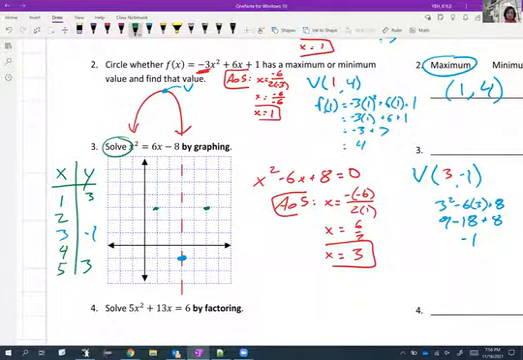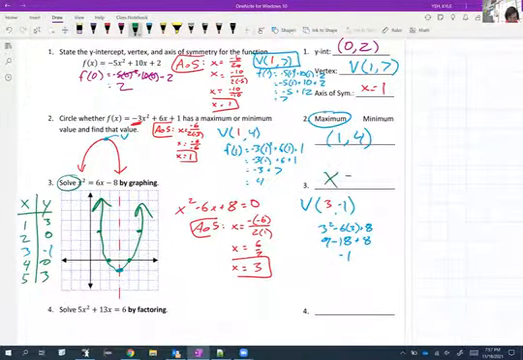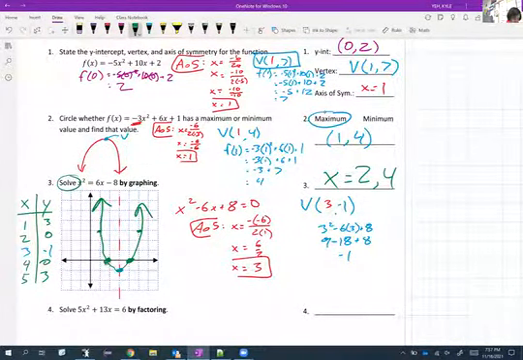Let's try plugging in 2. So 2 squared would be 4 minus 6 times 2, -8 plus 8, it does equal 0. And so this is what my parabola looks like, just about, if I can hit those points. But what are the solutions? X equals 2 and 4, where I hit the x-axis. Those are my roots. So 1 through 3, lots of graphing.